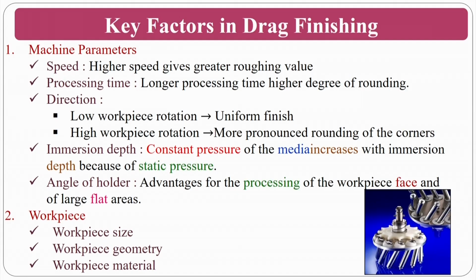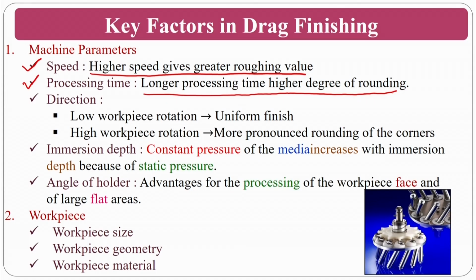The machine parameters, if you see, which is nothing but the speed, high speed gives a greater surface roughness value. That means if you are using a very high speed, normally surface roughness may be very high, because the interaction force will be very high. At the same time, if the processing time is large, then a high degree of roundness will be there.